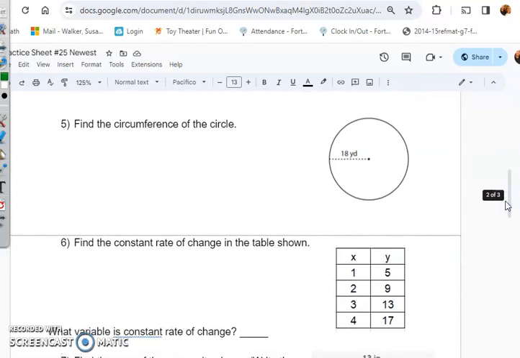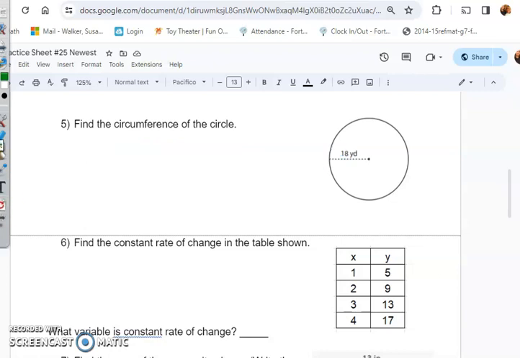Number 5, the circumference of a circle. We've done circumference. Please write the formula correctly. Look at the formula chart. Don't assume you know it right now. Before we take your math test, we will test whether you know it or not. But I do need to know whether this is radius or diameter. This is radius.